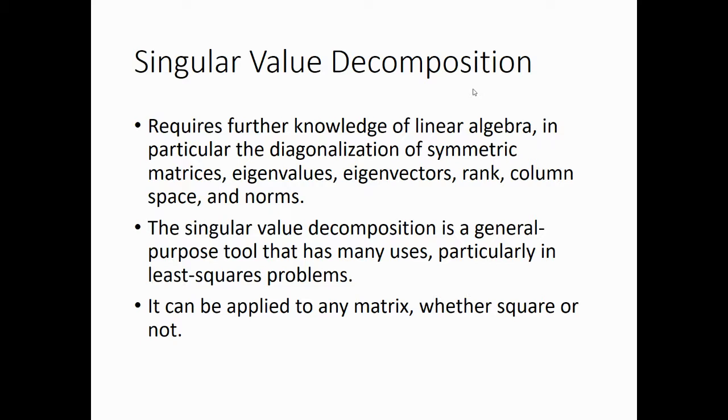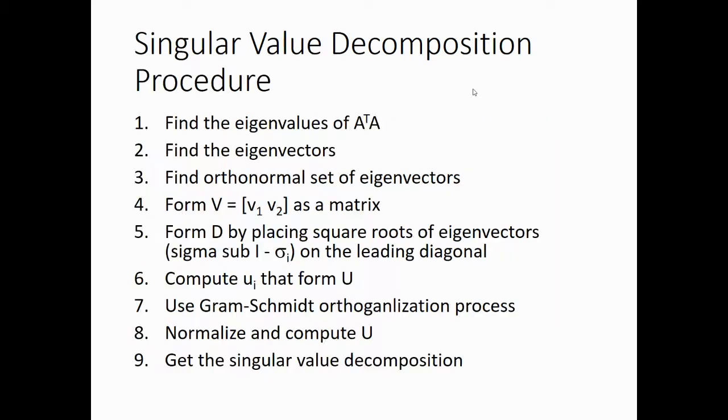It can be applied to any matrix, a singular value decomposition, whether square or not. And we'll cover the general outline of this procedure because it's actually quite complicated. You can find an example of this on pages 390 to 391. And here is the procedure. We find the eigenvalues of A transpose A, find the eigenvectors, then find the orthonormal set of eigenvectors. Form V as the matrix with columns V1, V2.